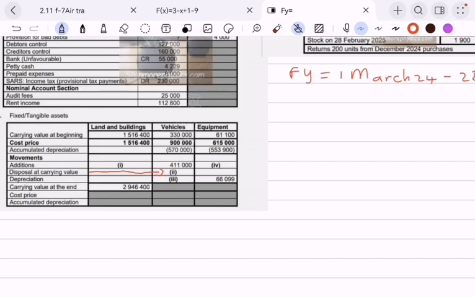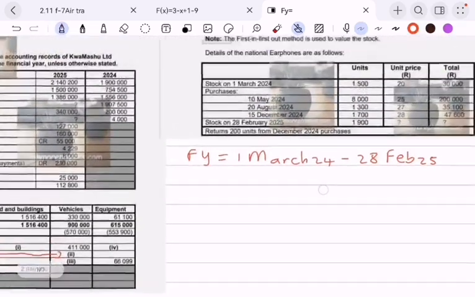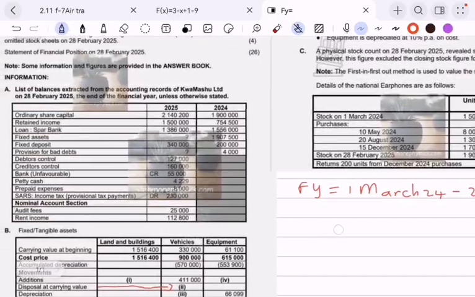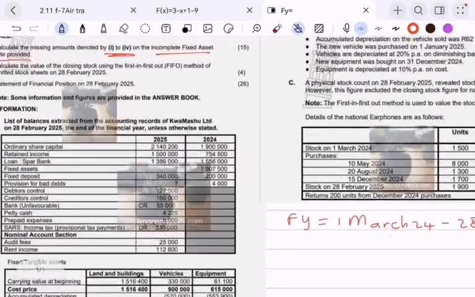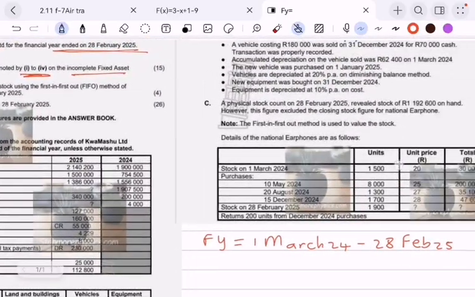So let us go look through that. So usually there's information that is being provided. So let us go look that up. There we go.